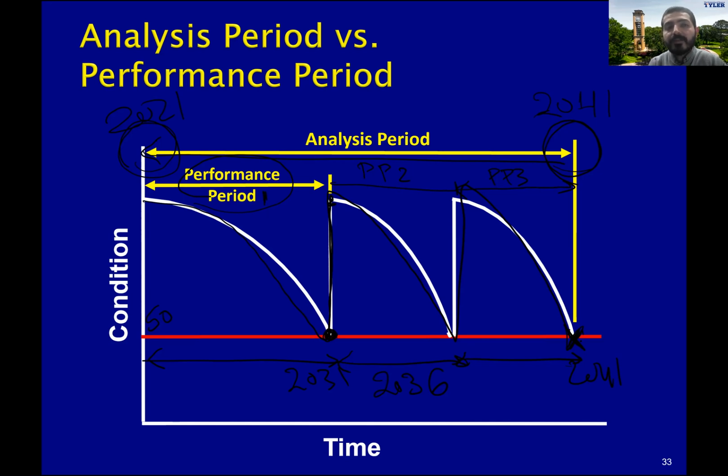Analysis period is way longer than performance period in most cases, where it starts with a brand new construction and ends with a brand new construction. Within that analysis period, I'm going to have multiple rehabilitation or maintenance activities to keep up with the health of the road. Every one of these treatments is going to have a certain life, a certain performance period, maybe a year if it's a crack seal, or 2 to 3 years if it's a fog seal, or it can be 10 years if it's a thick overlay.